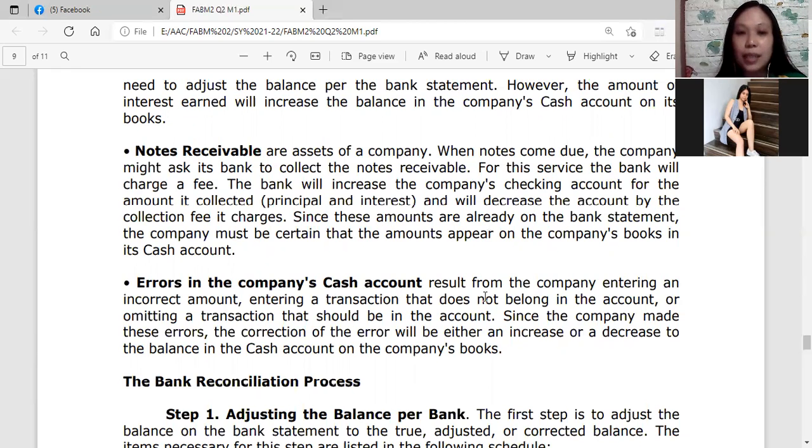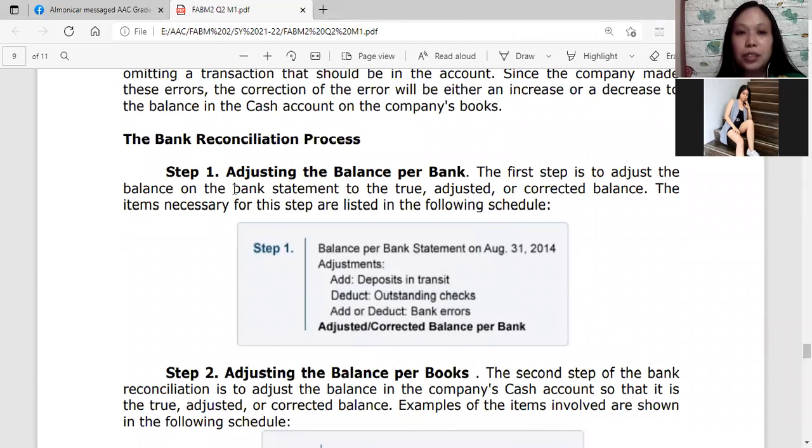Okay, let's go to the steps. The first step is you are going to check the balance per bank statement. This is the reconciliation process. Check the statement on August 31, example na siya, 2014. Adjustments: you will add the deposit in transit, deduct the outstanding checks. That is what I told you. I-deduct na nimo siya ang outstanding check. Add or deduct, ako na po na-mention sa inyo ha. Depende siya sa error, kung unsa nga error ang naa.